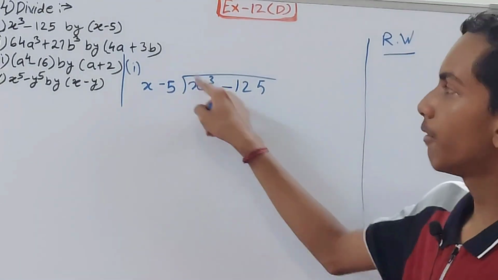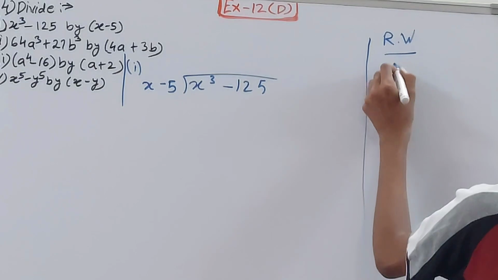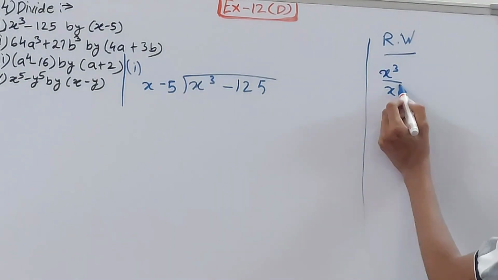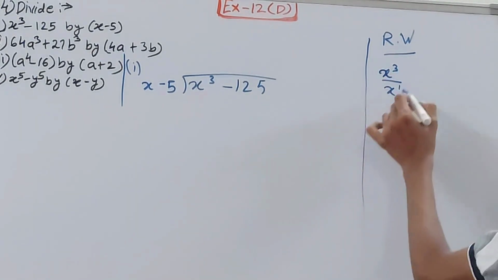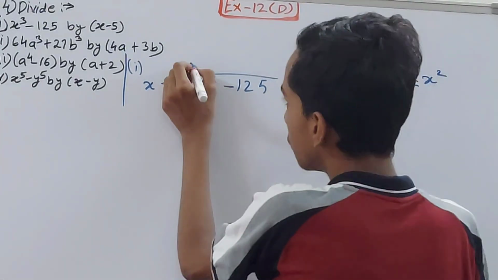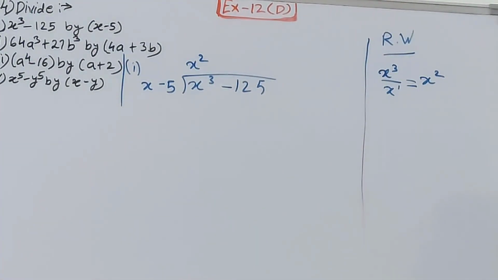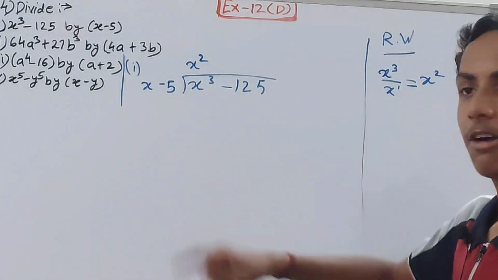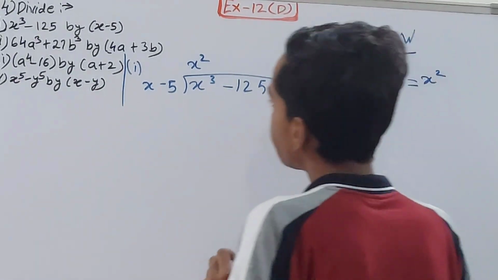So divide the first term of the dividend by the first term of the divisor. I guess we all know this step, so I won't repeat it much after this. x cube divided by x, and as I said, when no power is written, it means 1. When you are dividing, exponents have to be subtracted. 3 minus 1 becomes 2, so x square. The first term of your quotient will be x square. Whatever quotient you get after division, you put in the quotient only. So x square here.